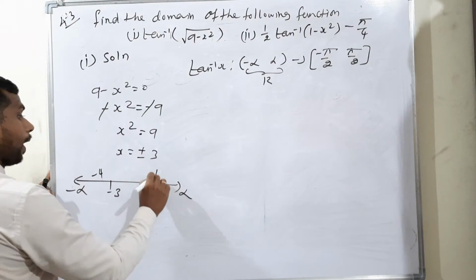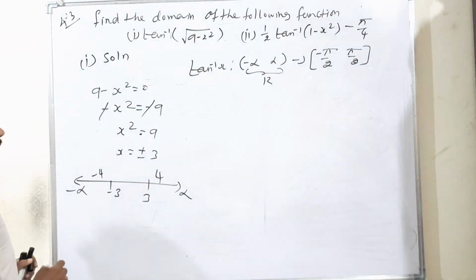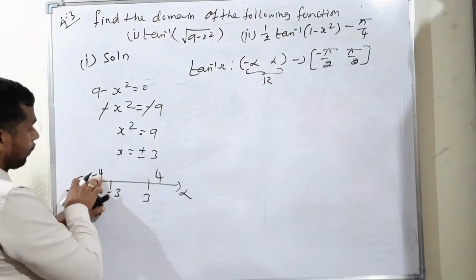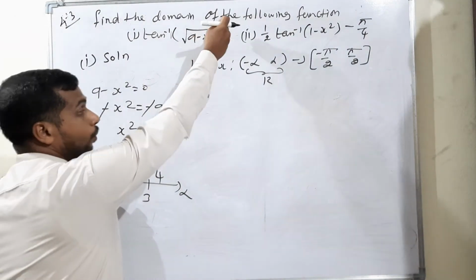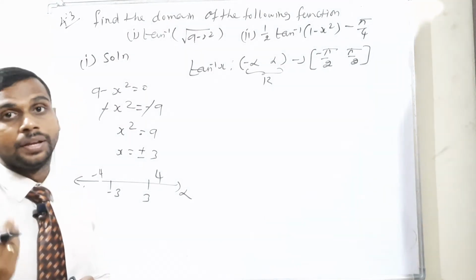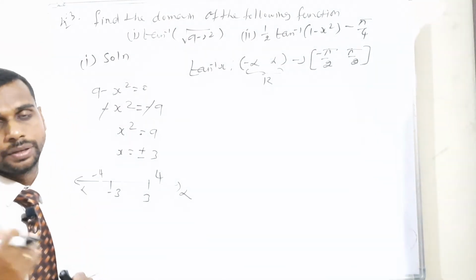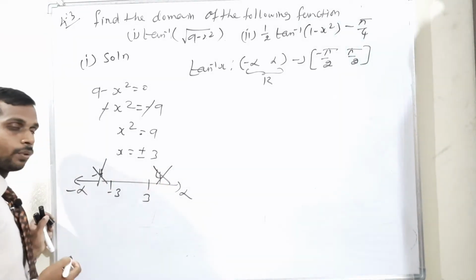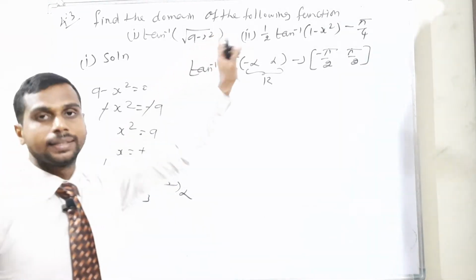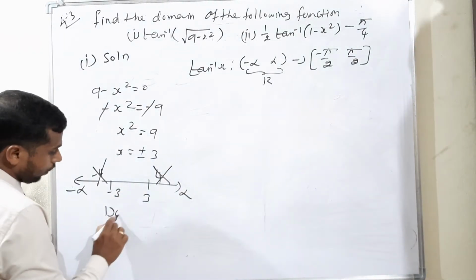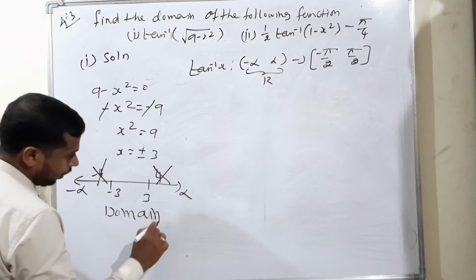Negative 4 and positive 4, consider what will happen. For x equal to negative 4, negative 4 the whole square means positive 16. Therefore, 9 minus 16 is square root of negative 7. So, simply we can say it is not a real value function. So, negative 4 is not possible, as well as positive 4 also not possible because x square is there.